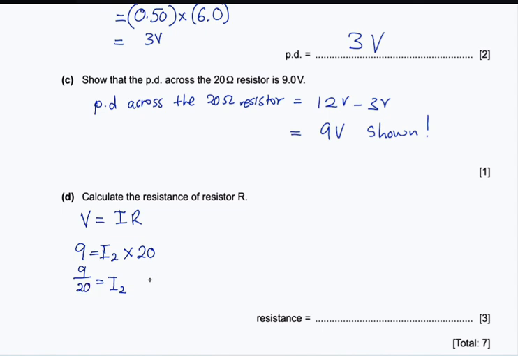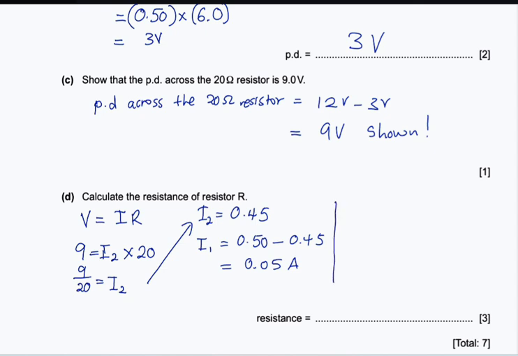If you calculate that, what do we get? I2 is equal to 9 divided by 20. I'm getting 0.45. This means that I1 is equal to 0.50, which is the current coming through that branch, minus 0.45. If you subtract that, we'll get 0.05 amps.